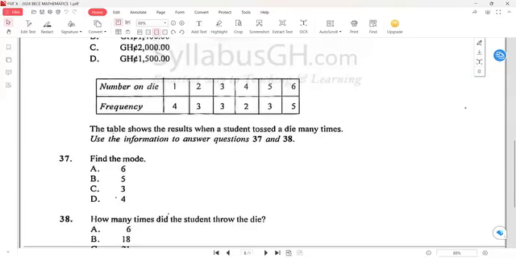Question number 37. The table shows the result when a student tossed a die many times. Use the information to answer questions 37 and 38. The mode is the highest frequency, the number on the die with the highest frequency. So the highest frequency is 5, so obviously the mode is 6.